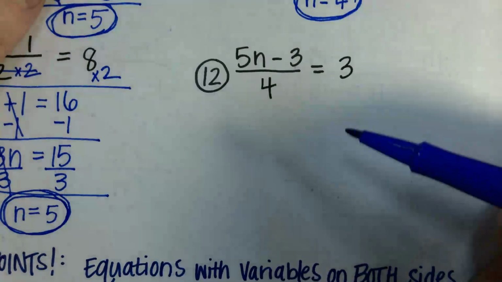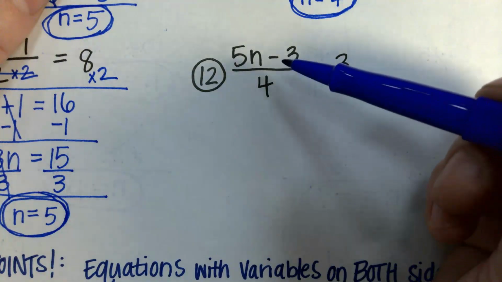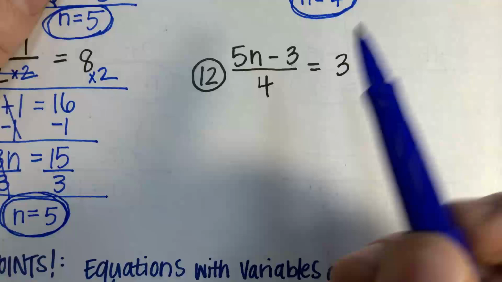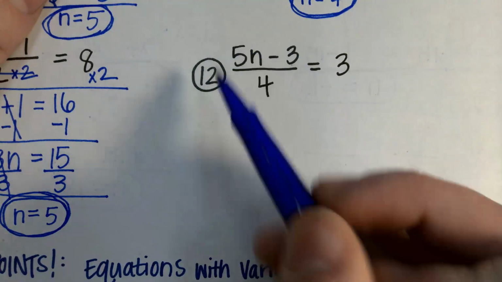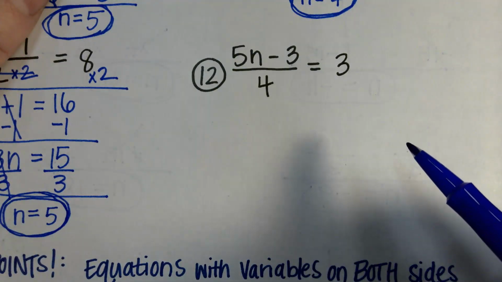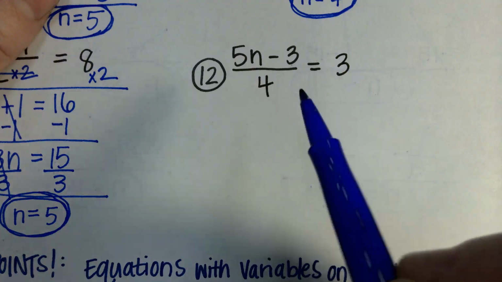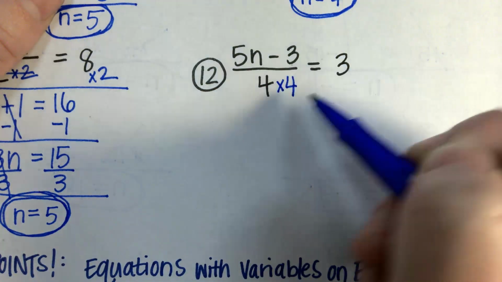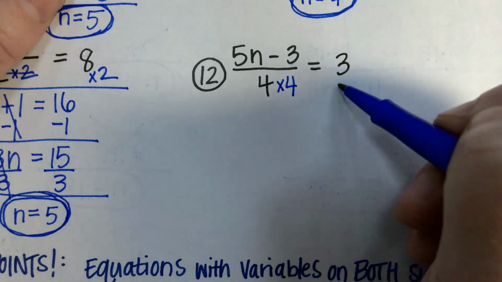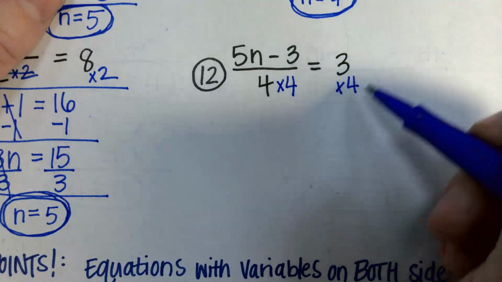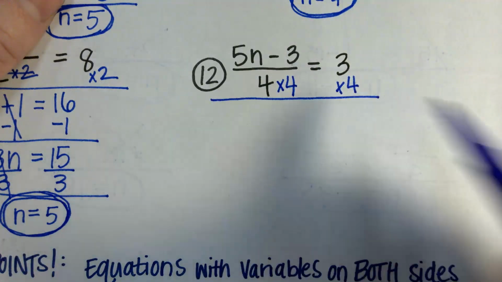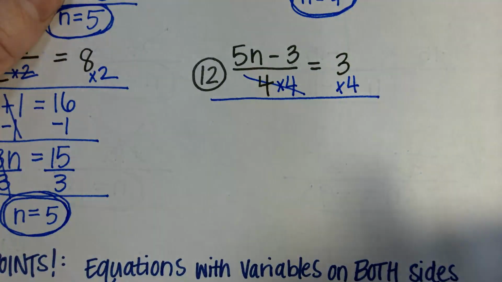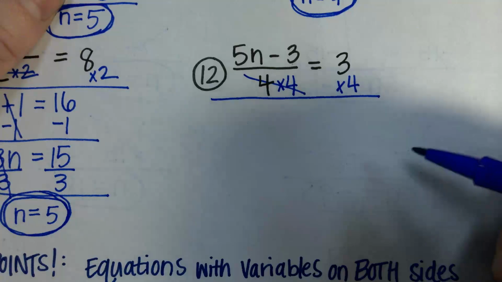All right. Number 12, I have 5n minus 3 over 4 equals 3. What operation is happening here? Division. Times it by 4. Good. We get rid of division by multiplying. So I'm going to multiply by 4 on this side. I'm going to multiply by 4 on the other side. What's going to happen next? Yep, my 4's cancel. Then what?